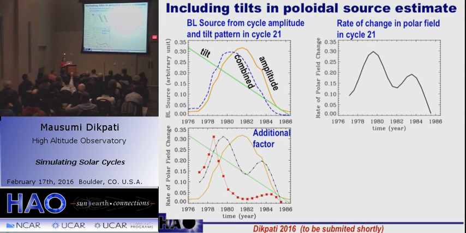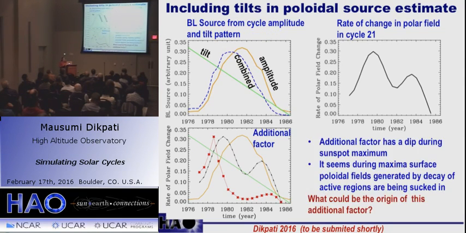Okay. And my main point here is to show this curve, this red curve. This is quite universal for all cycles, and that's why I said that you need this curve to multiply additionally with the amplitude and tilt to obtain the correct polar field change, rate of change of polar field. And what could be the origin of this additional factor?